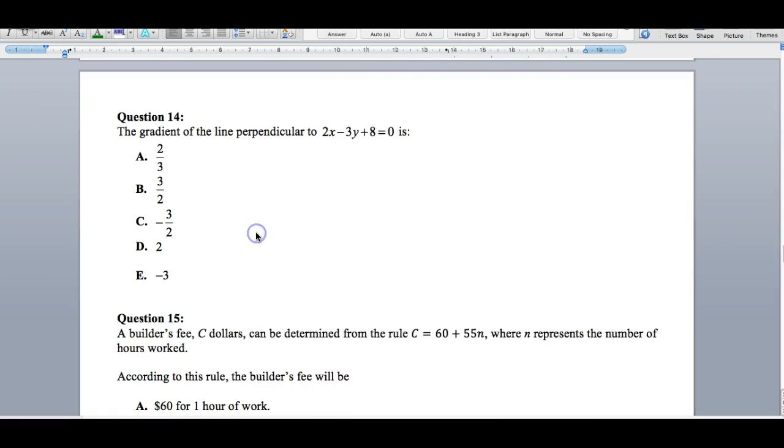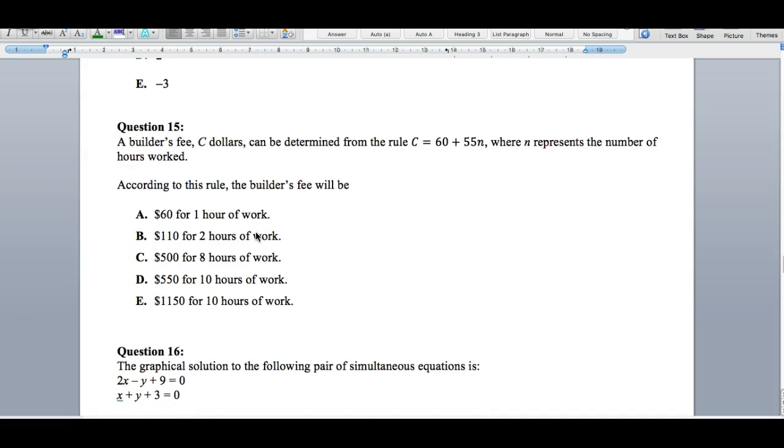Alrighty, let's move on. Question 15. A builder's fee, C dollars, can be determined from the rule C equals 60 plus 55N, where N represents the number of hours worked. According to this rule, the builder's fee will be... For 1 hour of work, it's 60 plus 55 times 1, which is more than $60, so let's cross out that one. For 2 hours of work, it's 60 plus 55 times 2, which is too big for that one. You can do that on the calculator if you don't believe me.